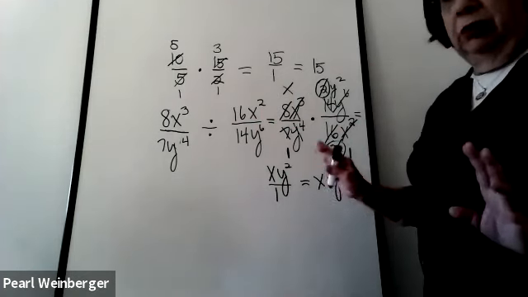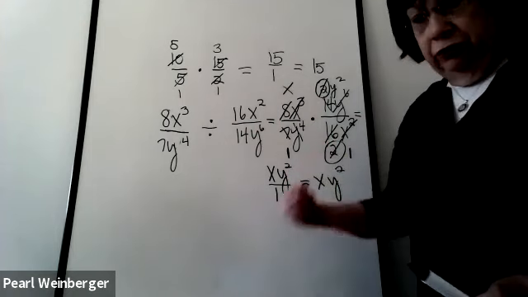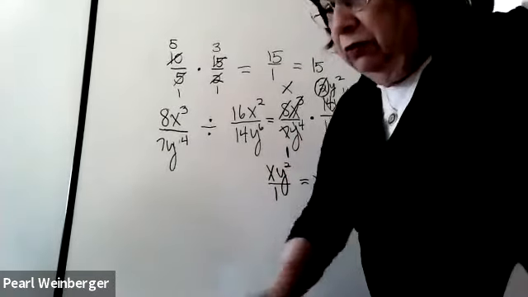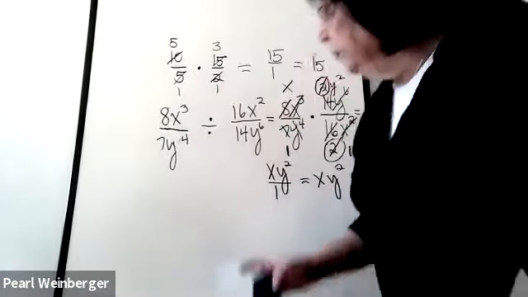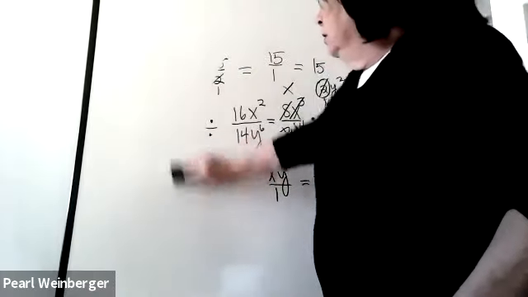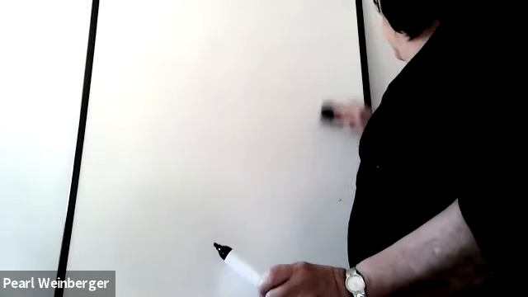I'm going to do one other example, and then I'm going to give you one to try. And after we do that, then we'll go on to our review for the midterm. Okay, what happens if I have a polynomial? So let's take this example.